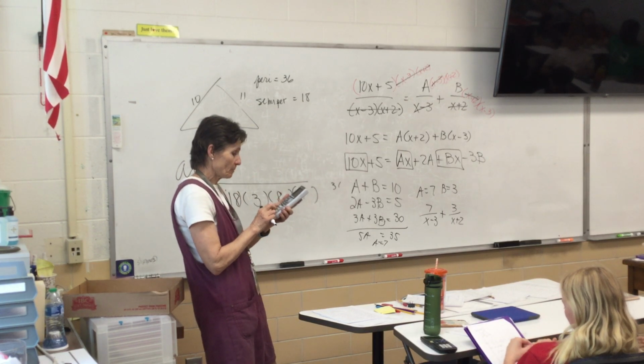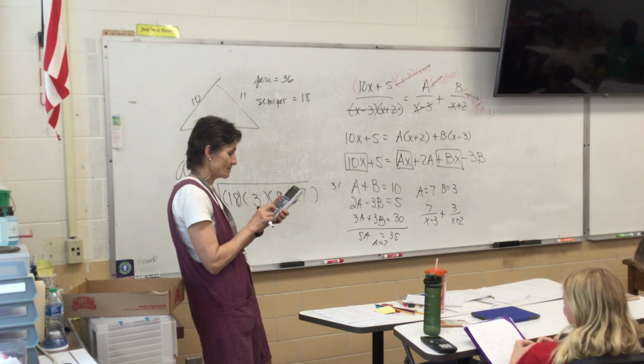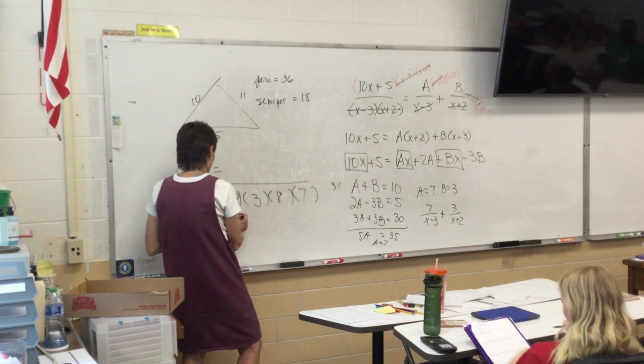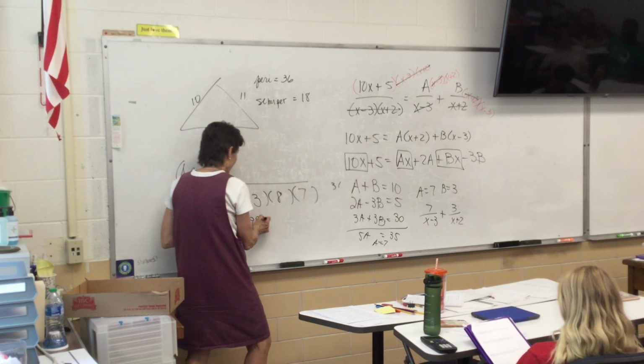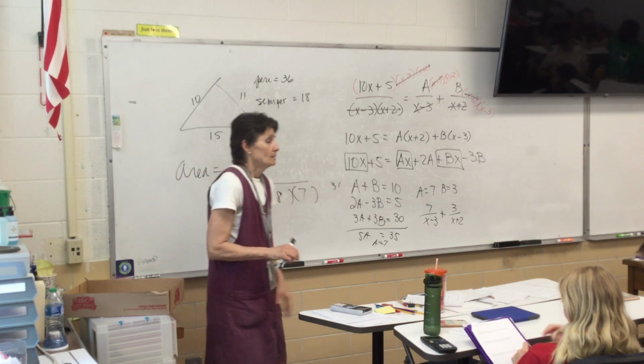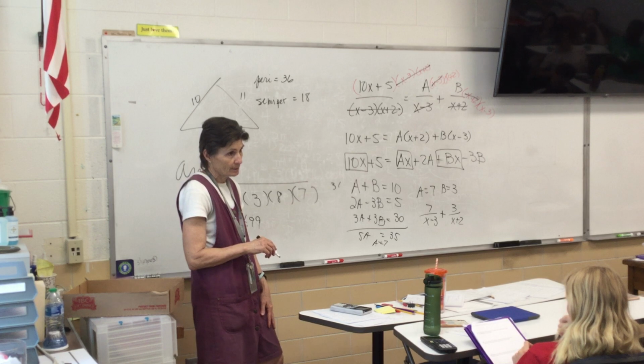All right, so I multiply these together, 18 times 3 times 8 times 7. Take the square root of all that. I got 54.99 as my area. Please tell me that looks familiar.